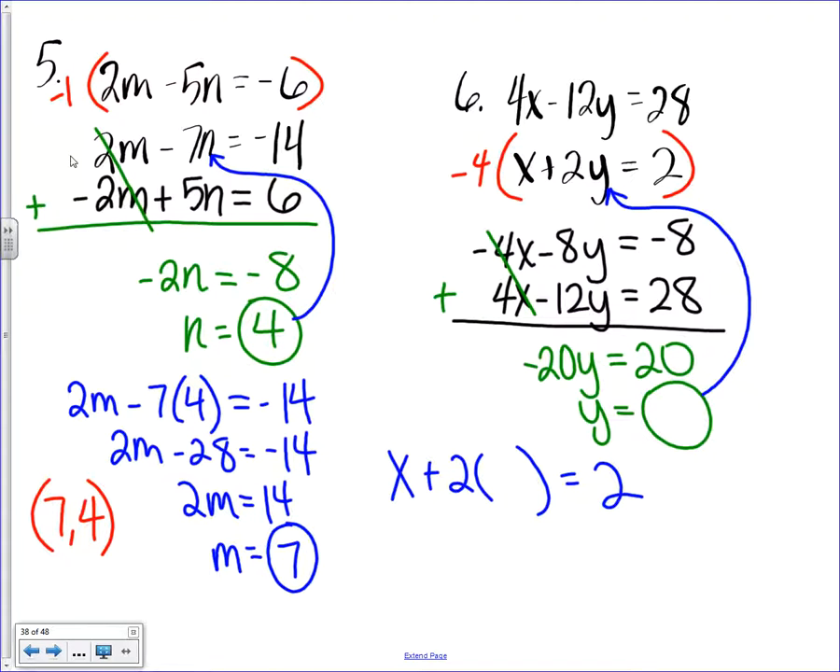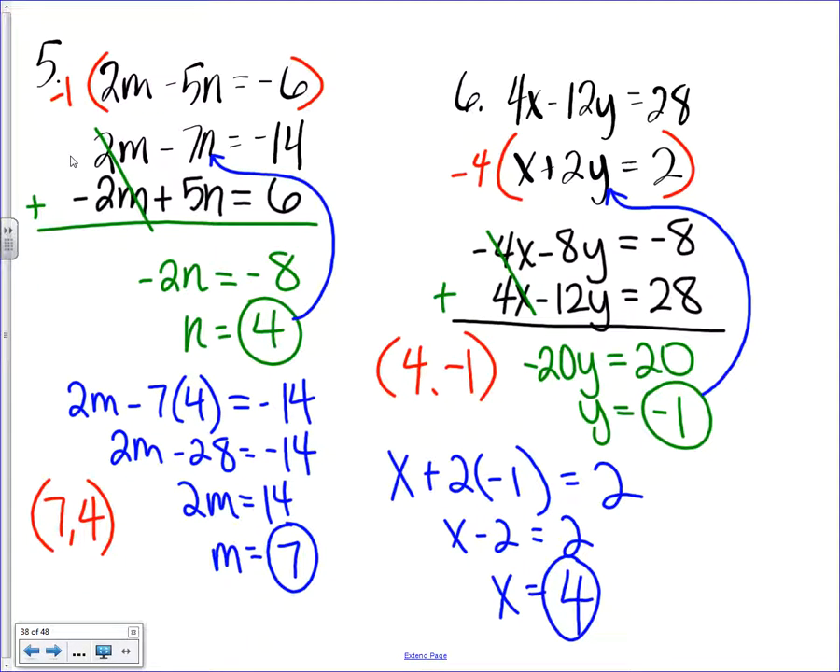What are you getting for y? So then we plug it in. And what are you getting for x? So where would these two lines intersect? There we go. How we doing? Still good? Okay. Couple more.